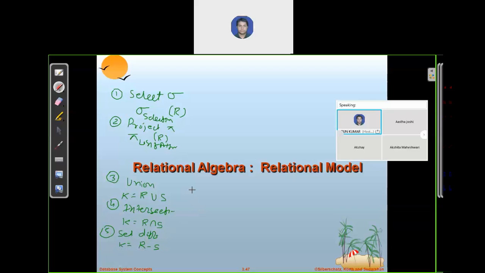Is it clear? Suppose this is a relation R and this is a relation S. So in this union, it will return you all the records which are present in R or S. In this intersection, it will return you the records which are present in both the relations, means common. And if you apply R minus S, set difference will return you the records of R which are not present in S. This kind of operation.